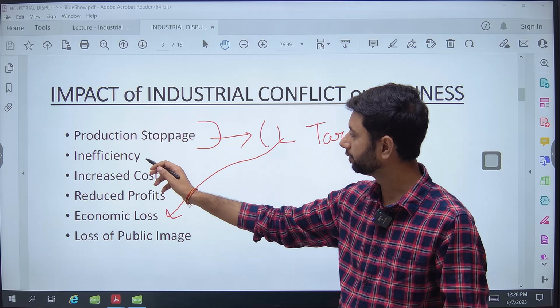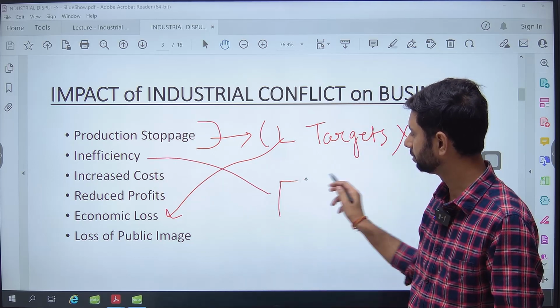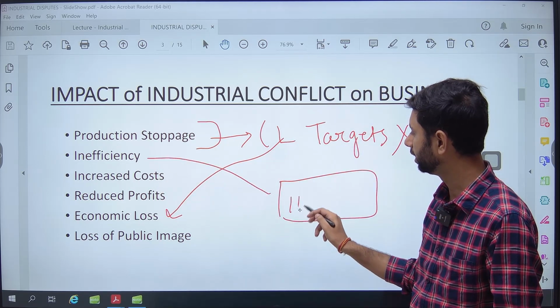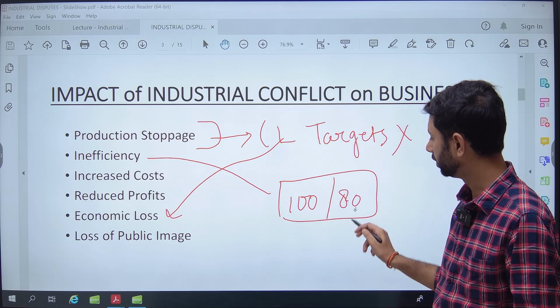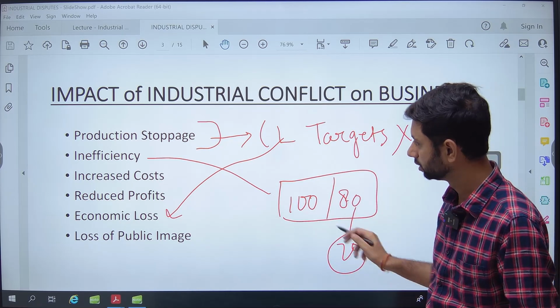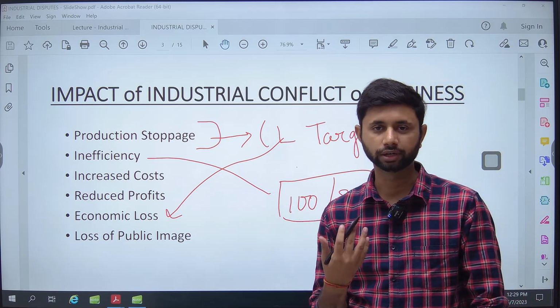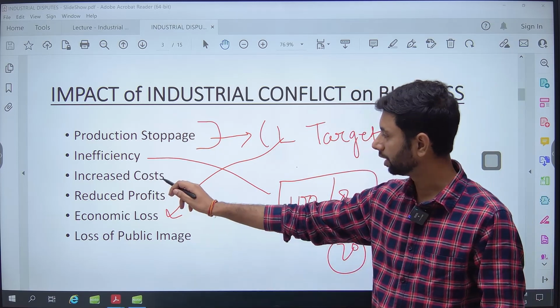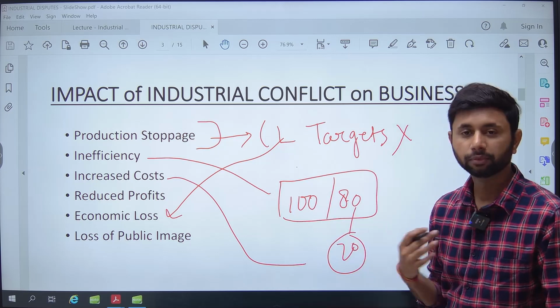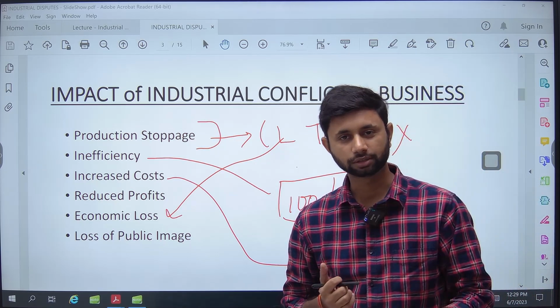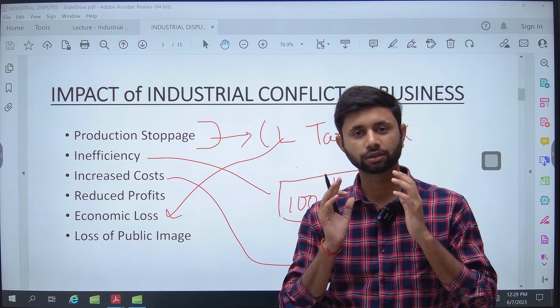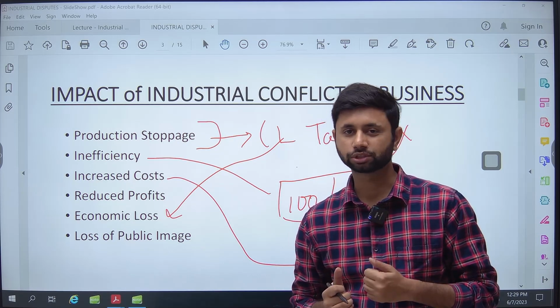Understand? And it will lead to inefficiency because monthly we would have wanted 100 cars, but we could only produce 80 cars, 20 we couldn't produce because of the strike or the industrial conflict. Another thing, whenever we are mentioning some particular target, we are thinking about cost structure also.